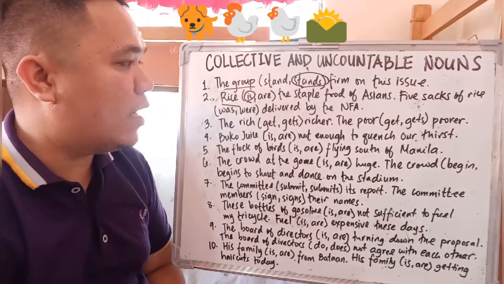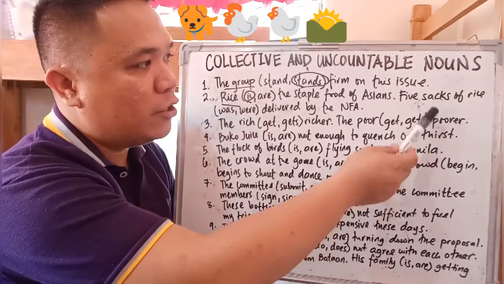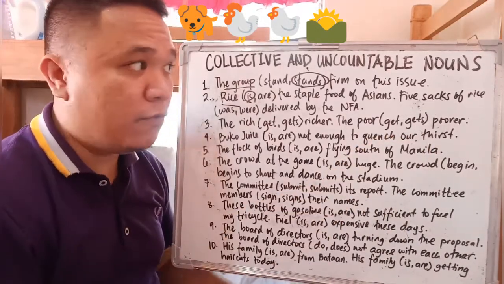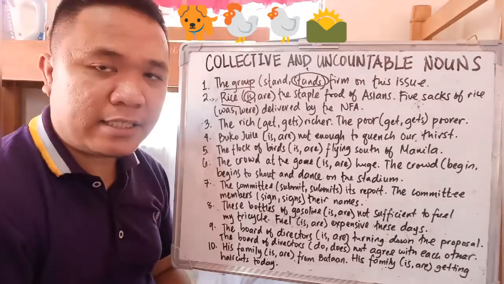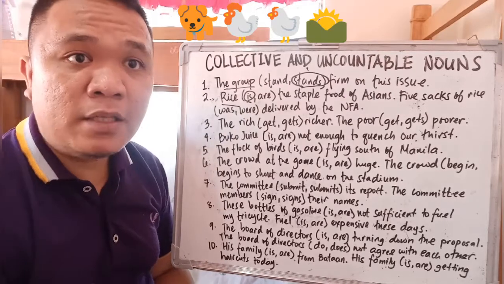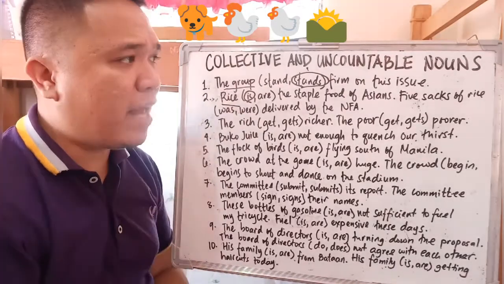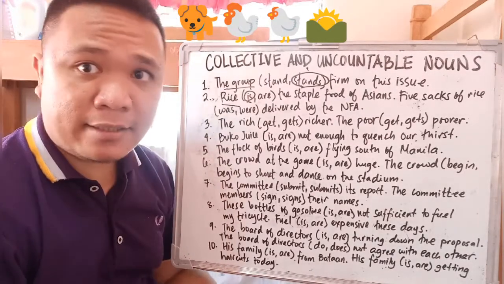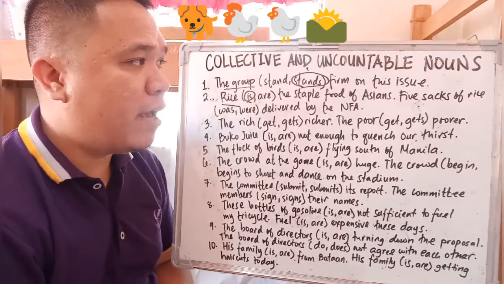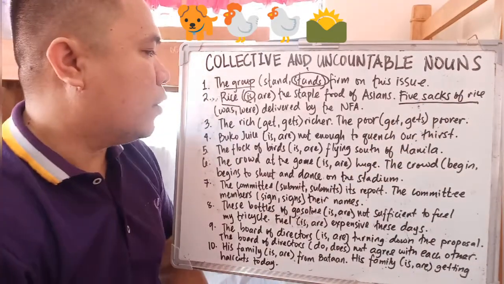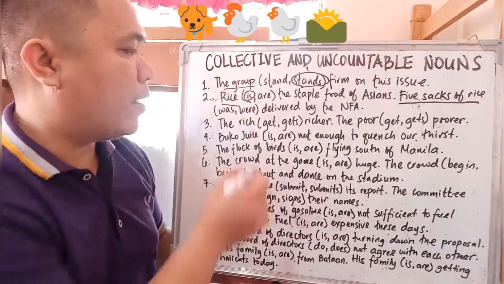5 sacks of rice were delivered by the NFA. So here we have 5 sacks, a unit of rice. Once they are placed in a sack, they become plural. It depends on whether it is one sack, singular, or plural sacks. So basically 5 sacks of rice is a plural phrase, so it requires a plural verb.